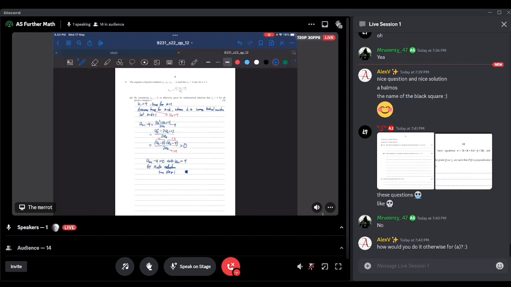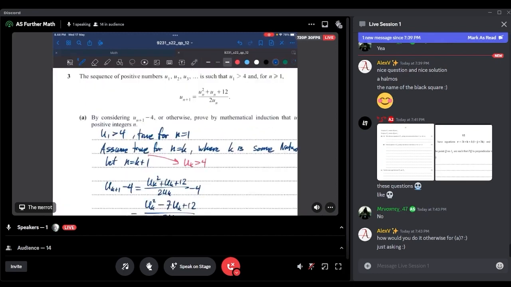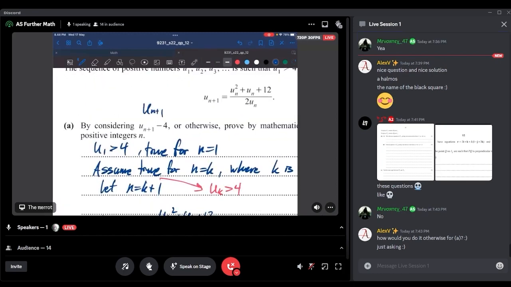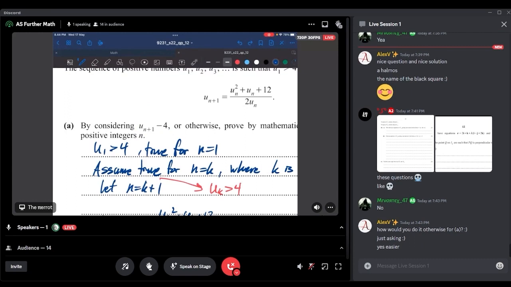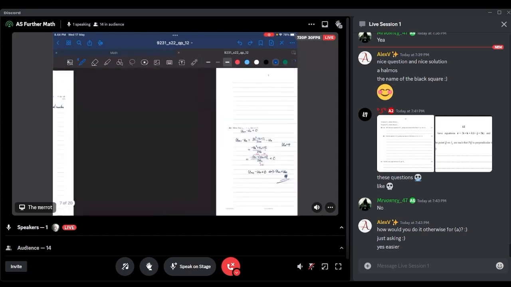No, okay. How would you do it otherwise for A? Well, just do it by un directly, I guess. But it's easier to consider this because you just have to show greater than 0. You show positive. If not for this, then you just consider un plus 1 directly without any minus 4. Okay. No questions? All right, let's go.